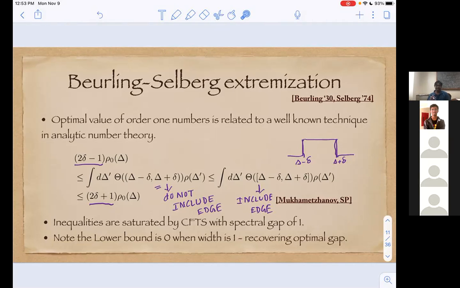And a nice example would be the monster CFT. In the monster CFT, the gap is precisely 1. And that tells us that in terms of the optimal gap 1, this is the best we can achieve, because we cannot prove a bound which is less than 1, because then the monster CFT would be a counterexample. So 1 is the best we can do.